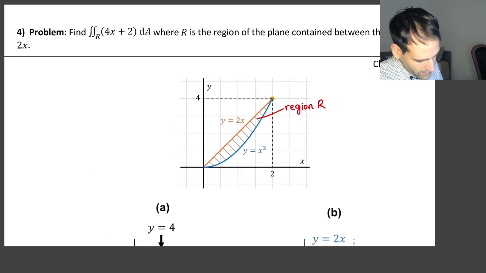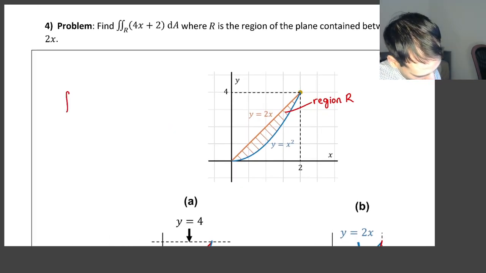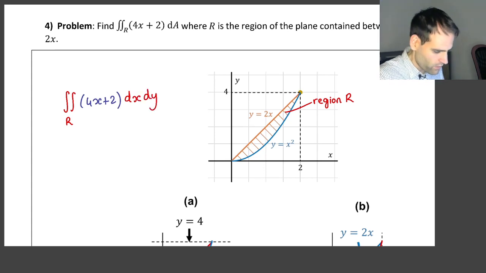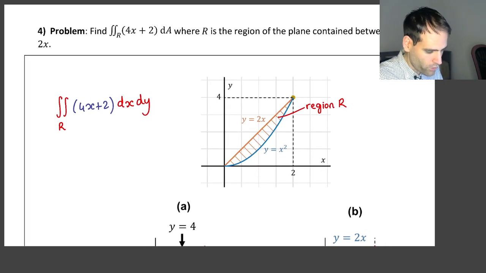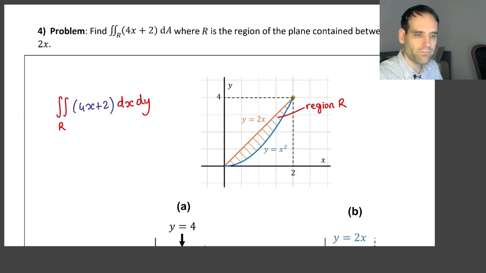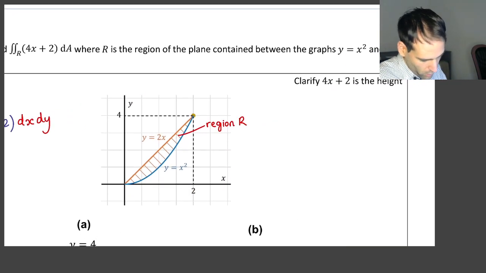So the question is asking us to calculate the integral on region R of 4x plus 2 dA. Or you could write dA, or you could write dx dy. So what does this mean? This means that we are calculating the volume that is between the xy plane and the surface given by 4x plus 2. Okay, it would be very difficult to plot.